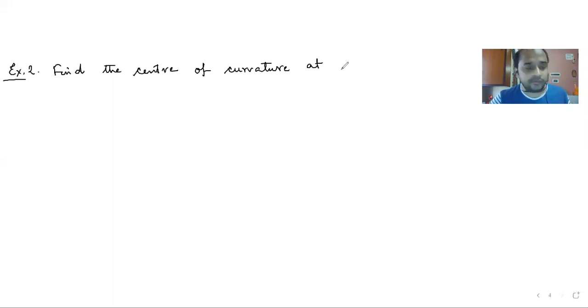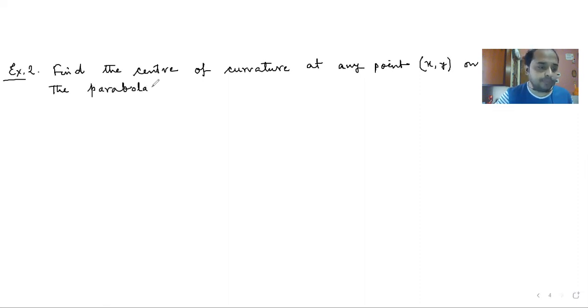So find the center of curvature at any point x comma y on the parabola y squared is equal to 4ax. Okay, and if you face any difficulties, you can ask me later on.